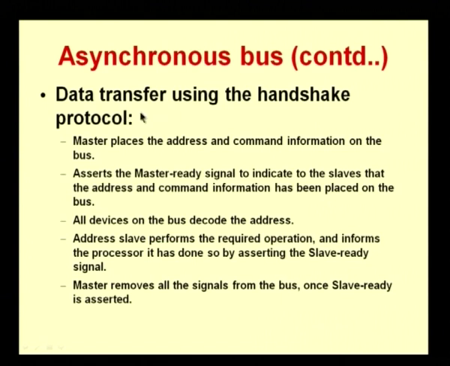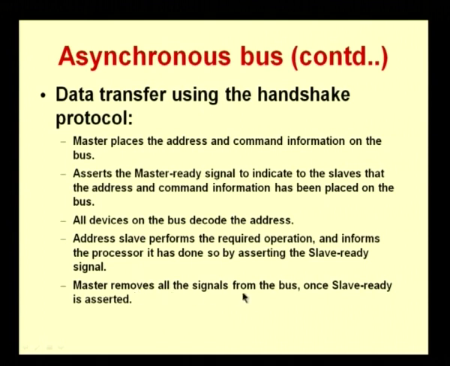This is just to summarize what happens in this data transfer. In the asynchronous bus, the data transfer using the handshake protocol happens in the following manner. Step 1, the master places the address and command information on the bus. Step 2, it asserts the master ready signal to indicate to the slaves that the address and command information has been placed on the bus. Step 3, all devices on the bus decode the address. Step 4, the addressed slave performs the required operation and informs the processor that it has done so by asserting the slave ready signal.